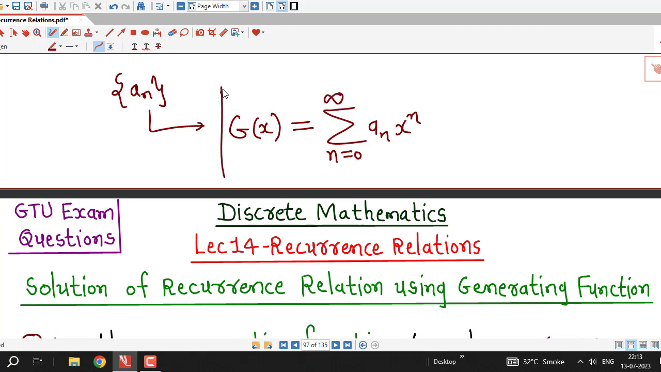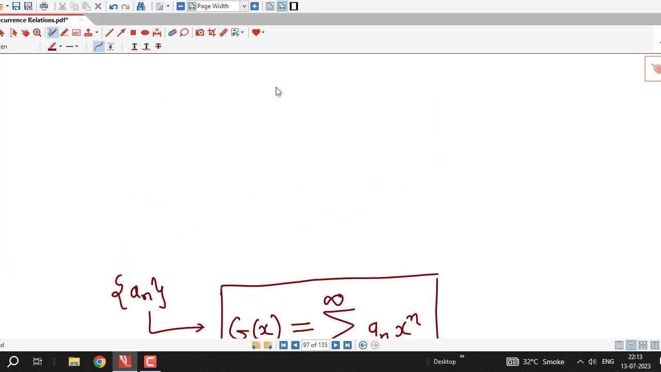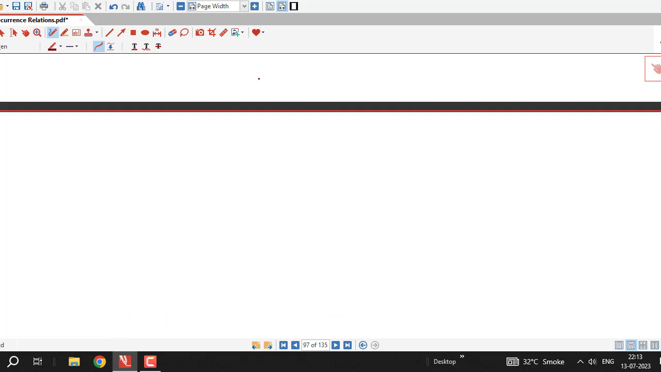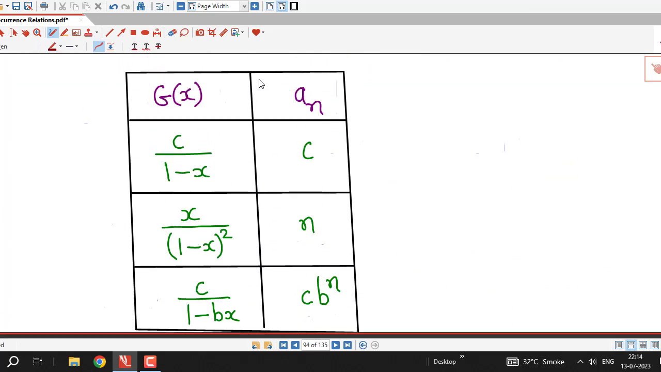We have seen how to write down the generating function corresponding to a given sequence in the previous lecture, and we have derived some generating functions for some standard sequences. If you have not seen that lecture, I suggest you watch it first, because we will require all these things in upcoming lectures as well as in this lecture.